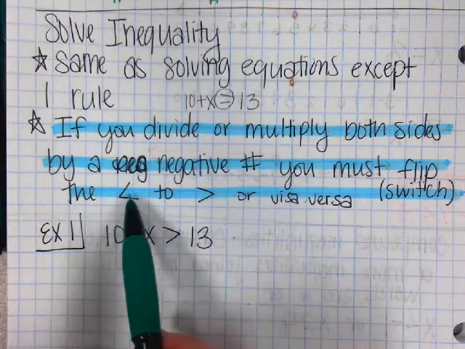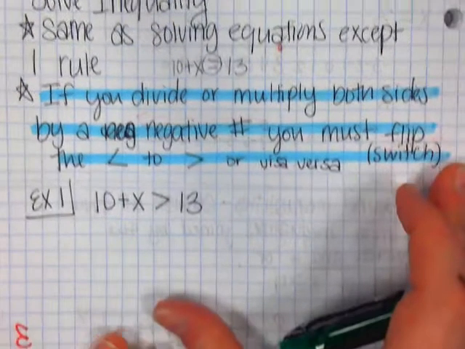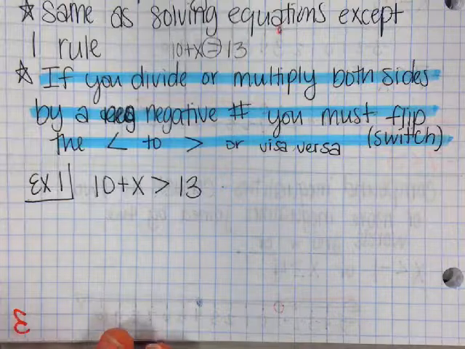So if it's a less than, you flip it to a greater than. If it's a greater than, you switch it to a less than. I'll show you why in just a second, but I'm going to go ahead and do this example.